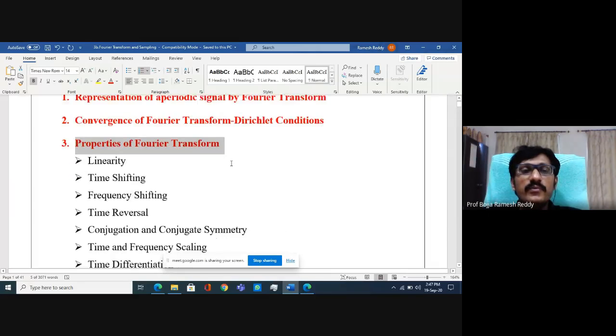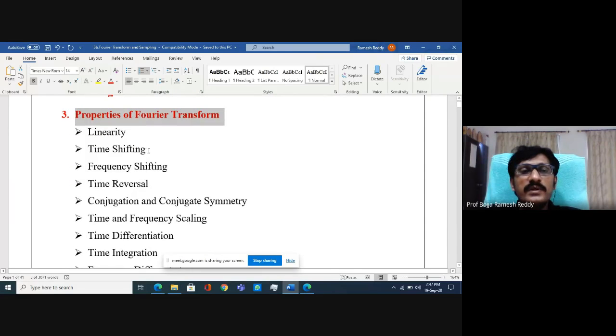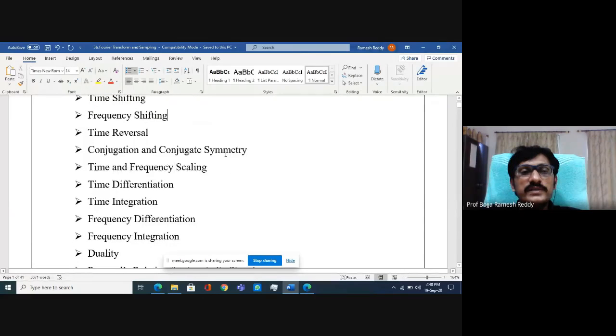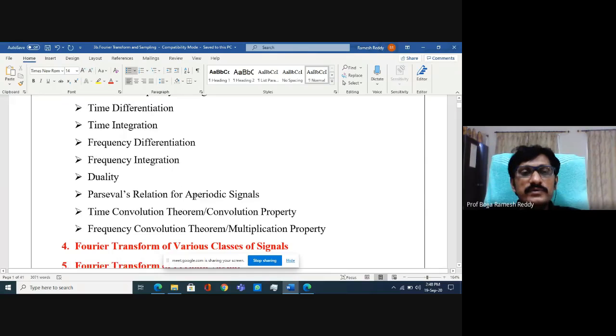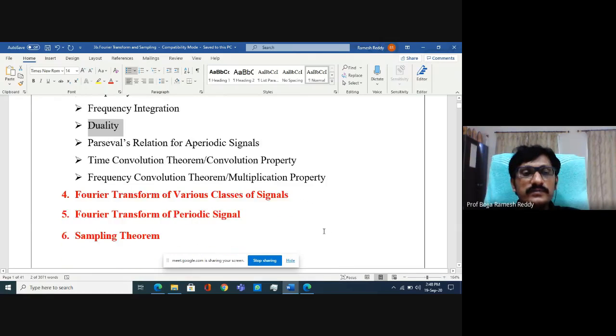We have to apply various properties like linear property, time shifting property, frequency shifting, time reversal, conjugation or conjugate symmetry, time and frequency scaling, both are same, time scaling or frequency scaling property. Then differentiation in time domain, integration in time domain, differentiation in frequency domain, integration in frequency domain. Then duality property, then Parseval's relation used for aperiodic signals, then time convolution theorem, finally frequency convolution theorem. These are the various properties that come under Fourier transform.